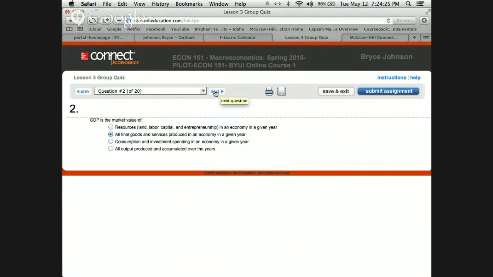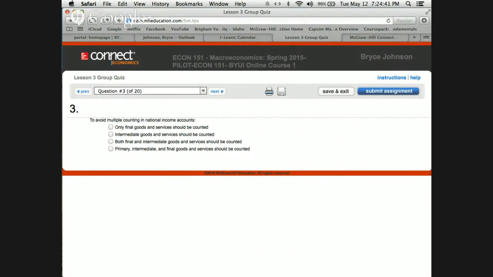So number 2. It says GDP is the market value of resource, all final goods, consumption, or all output produced and accumulated over the years. I put all final goods and services produced in an economy in a given year. Yep, that one was pretty clear to me. It has to be in the country. If it was out of the country, it wouldn't be considered GDP. Even if it's a foreign company, as long as they make it in our country, then it's our GDP. Yep, that makes sense. So I'll take 3 and 4.